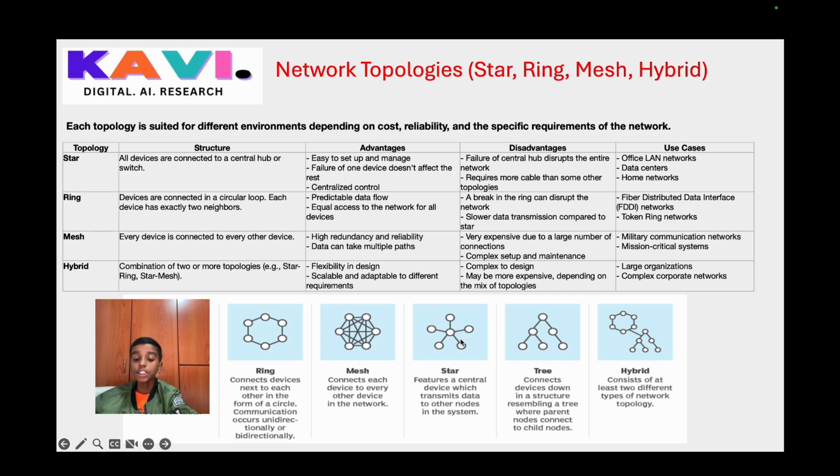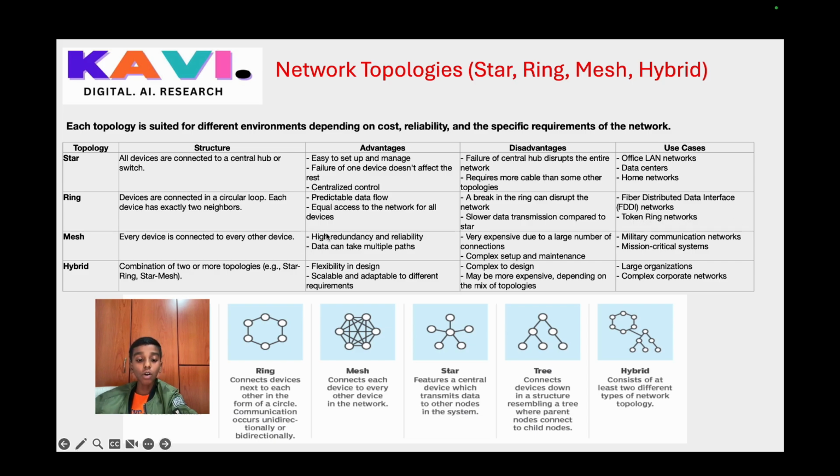But in star topology, the central hub takes care of everything. So if the central hub gets a code, say send this data to this computer, it will send it to this computer. So let's move on to the next one, which is the use cases. So what are the use cases of the ring topology? The use cases of the ring topology is fiber distributed data interface or FDDI networks, and the second one is token ring networks.